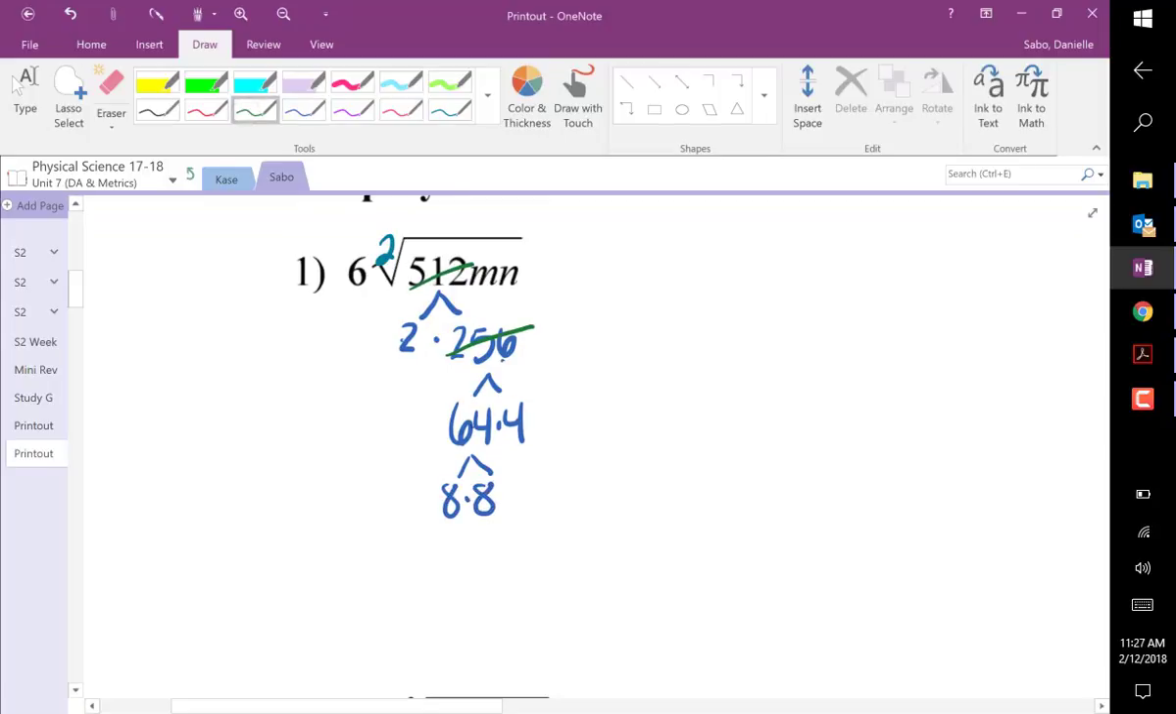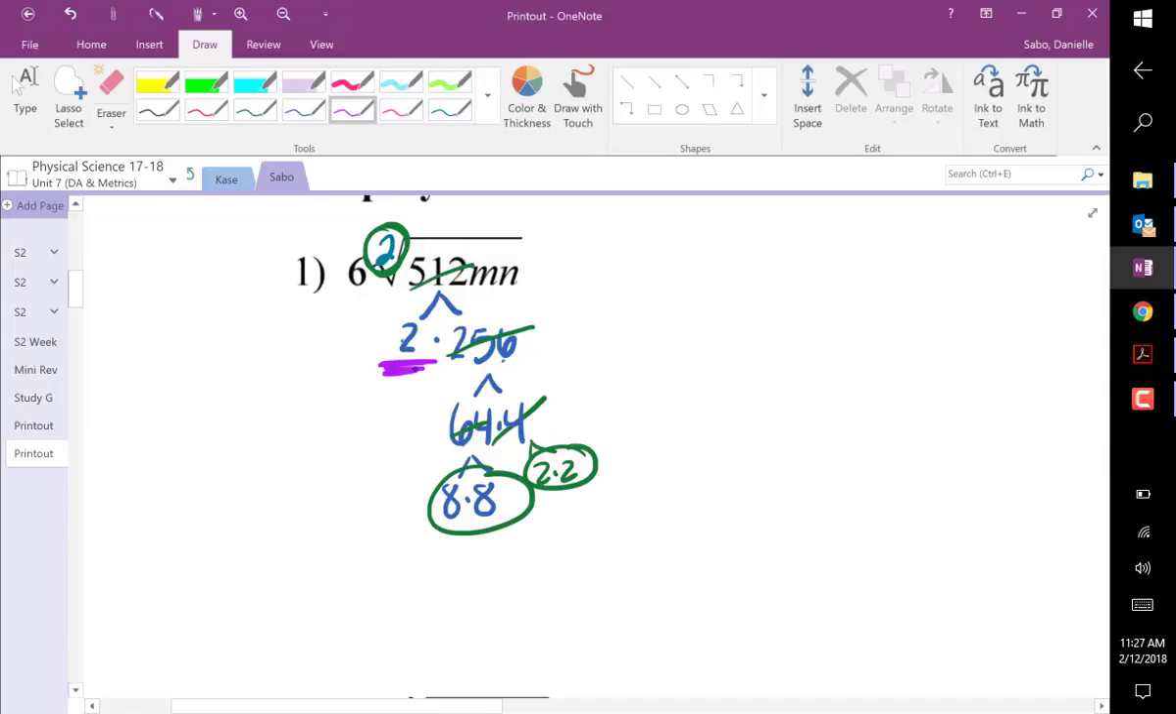Here's why I'm going to use 8 and 8. Because the index is 2, I'm going to circle groups of 2. Always try to find numbers that are going to be the same. The moment you have a pair, you can take it out. What about 4? 2 and 2. That cancels, and now I'm left with that. So if you notice, the only thing staying inside is the 2.